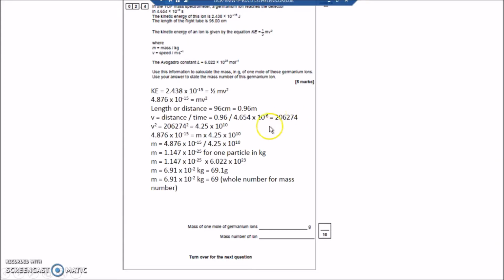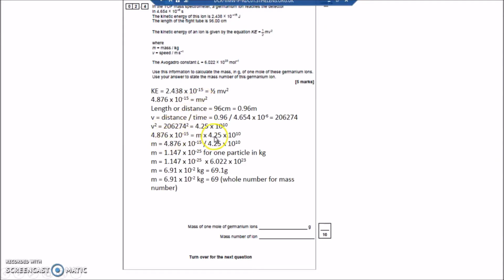206.274 is the velocity. It's going very quickly. So v squared, if I'm going to substitute in here, I can square it: 4.25 times 10 to the power of 10. Now then, I've got this: 4.876 times 10 to the minus 15 is mv squared.